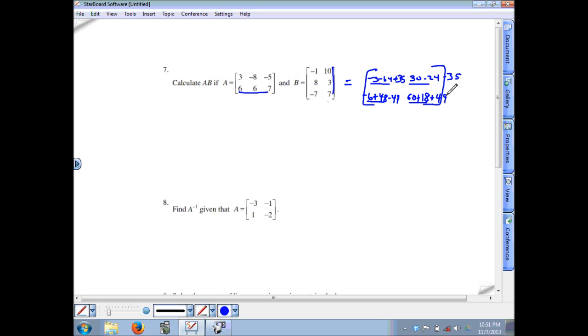So simplifying those numbers, as best you can without a calculator. I know it's tough. We're going to have negative 32, negative 7, negative 29, and 127.